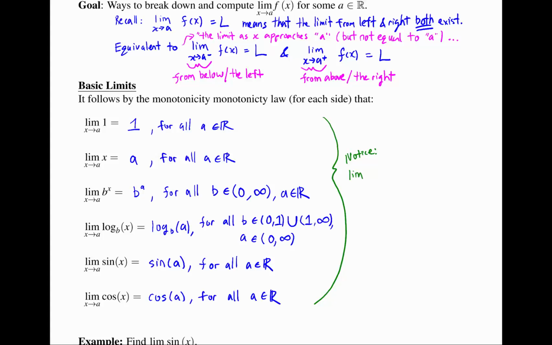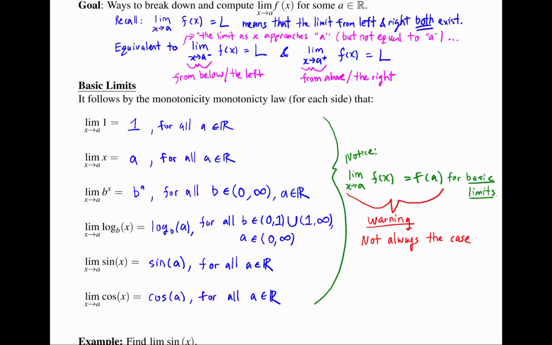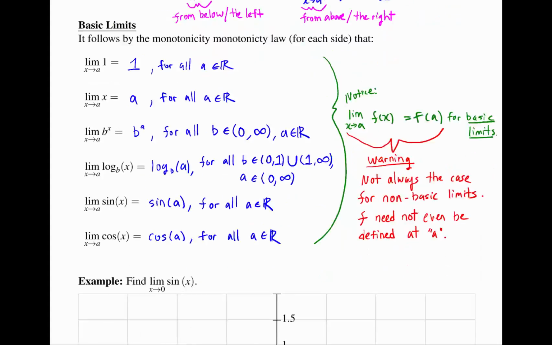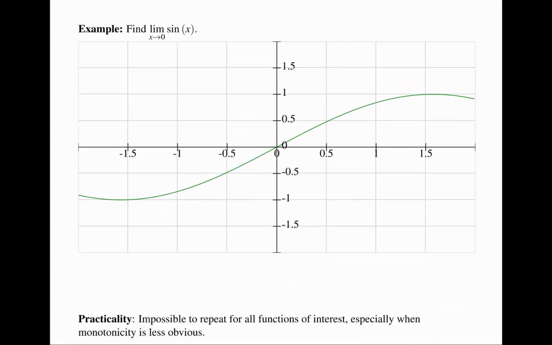So the limit as x goes to a of f of x is equal to f of a in all these basic limits. This is not always the case. Indeed, f need not even be defined at a in some cases. Let's put that point aside for now and instead look at an example where we establish the basic limit for sine. So let's in particular look at the limit as x goes to 0 of sine x.